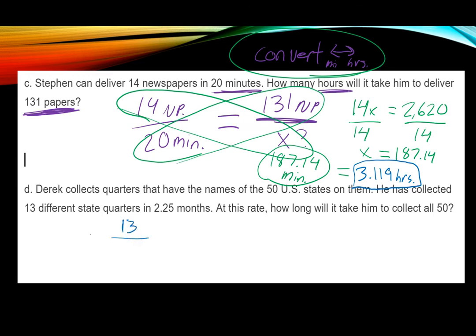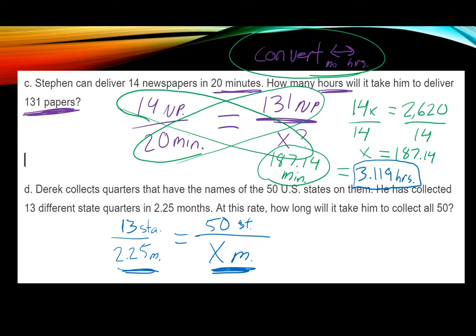So here we're looking at 13 different states in 2.25 months. So we're going to set that equal to or proportionate to 50 states, right? Because that's what we're aiming for. And here, how many months is that going to take us? That's the question. So we're going to put an x down here, right? We got to make sure our months are with our months.